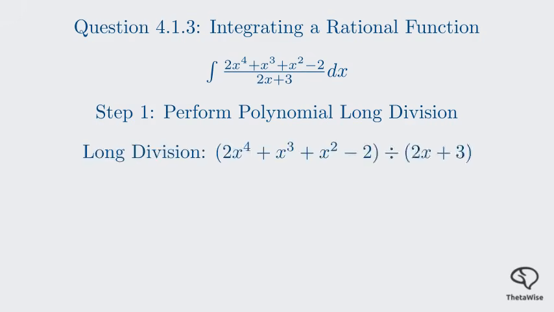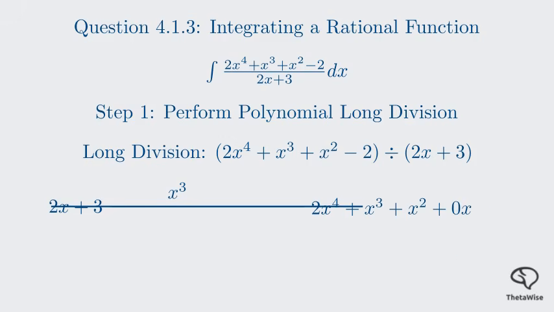We set up our long division with the numerator as the dividend and the denominator as the divisor. We start by asking, what do we multiply 2x by to get 2x to the 4th? The answer is x cubed. We write x cubed above. We multiply x cubed by the entire divisor, 2x plus 3, to get 2x to the 4th plus 3x cubed. Then we subtract this from the dividend.